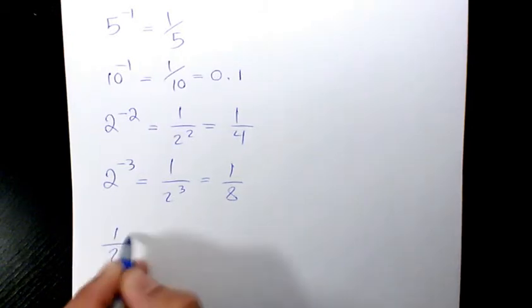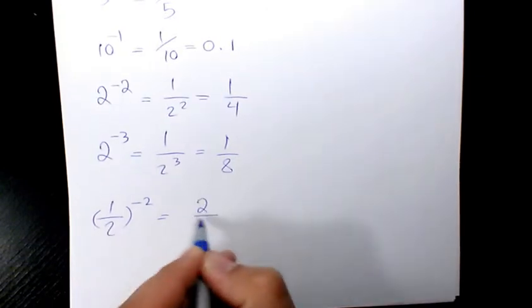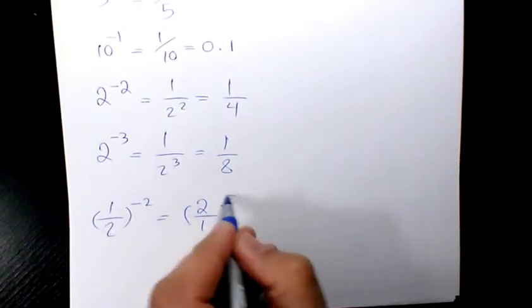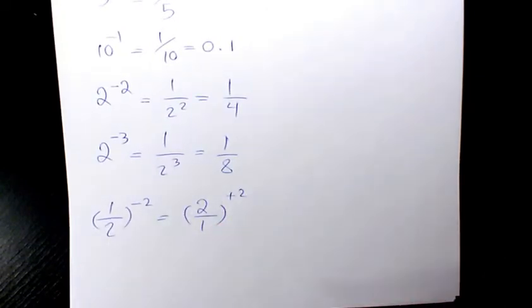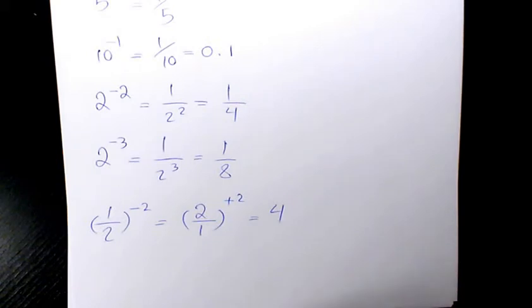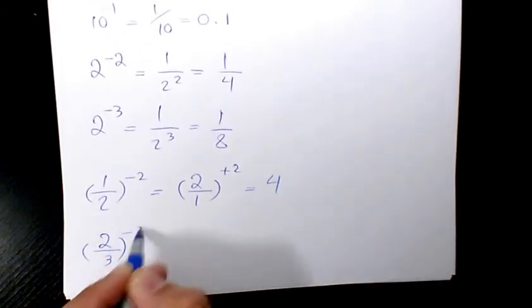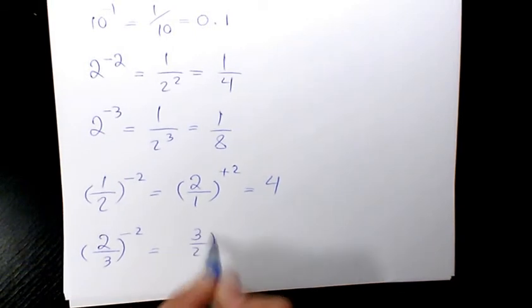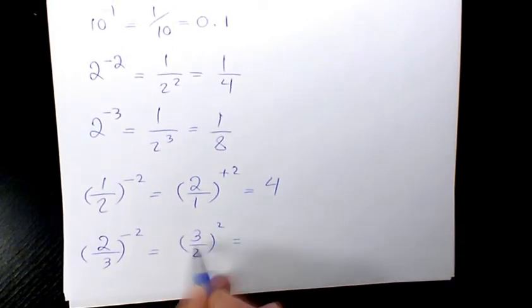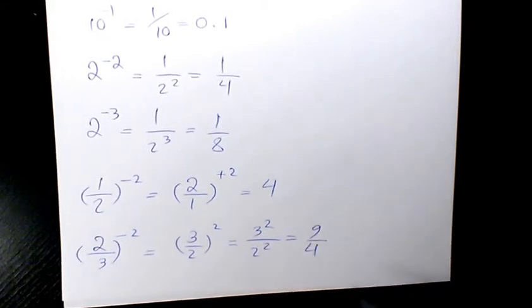1 over 2 to the power of negative 2 is going to be 2 over 1, because you need to flip it to the power of positive 2. So 1 over 2 becomes 2 over 1, but with the positive exponent. So that's going to be 4 over 1 or 4. 2 over 3 to the power of negative 2 is going to be 3 over 2 to the power of positive 2, which will be 3 squared over 2 squared. That's going to be 9 over 4.